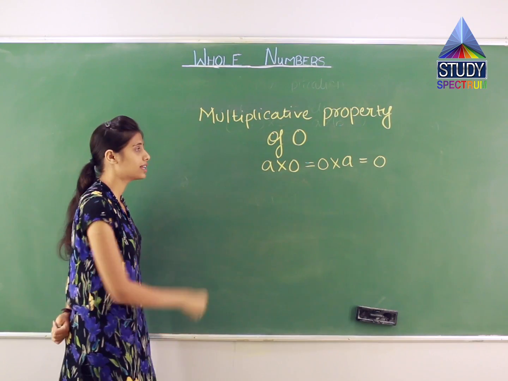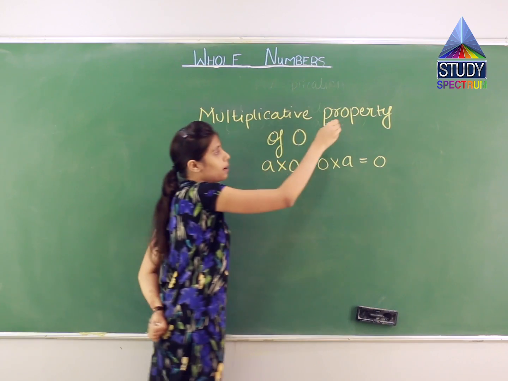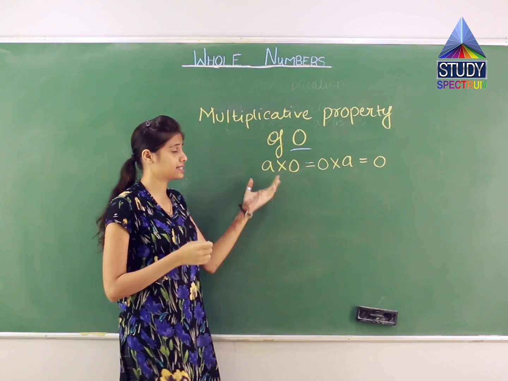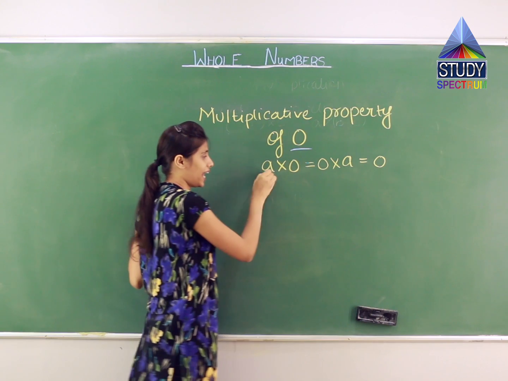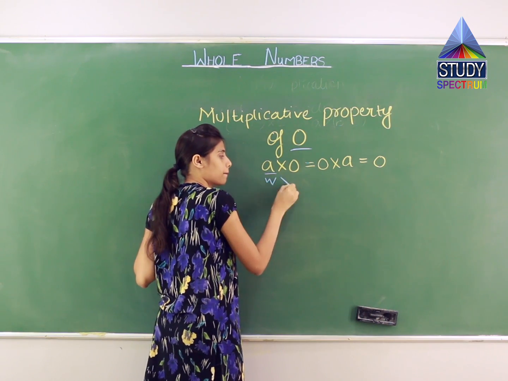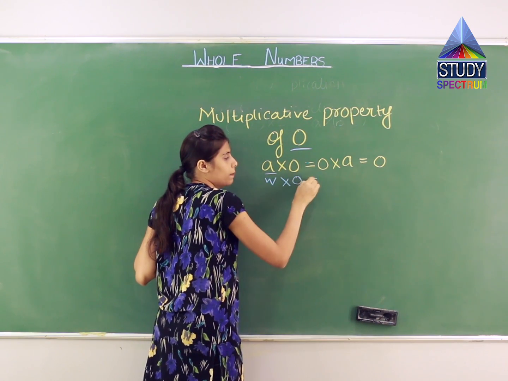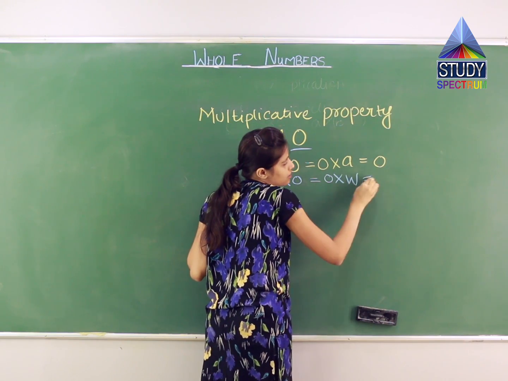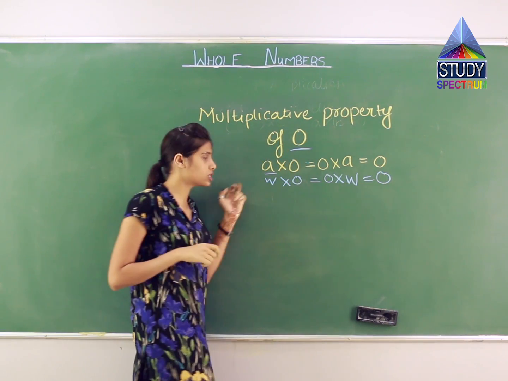Now let us start with the next property, which is the multiplicative property of 0. What does this property say? Let us read the formula. A, which is a whole number, multiplied by 0 will be equal to how much? 0 multiplied by the whole number, and the answer will be 0. So this is the formula.